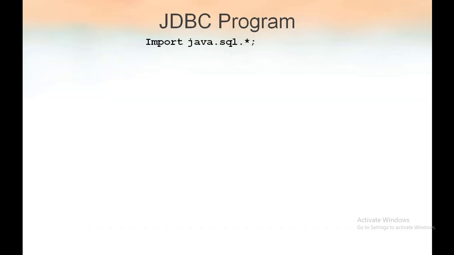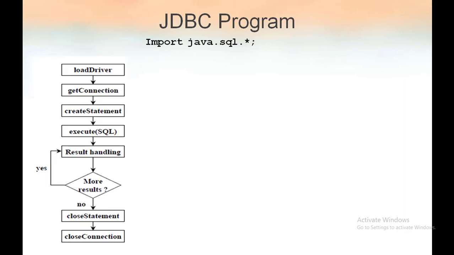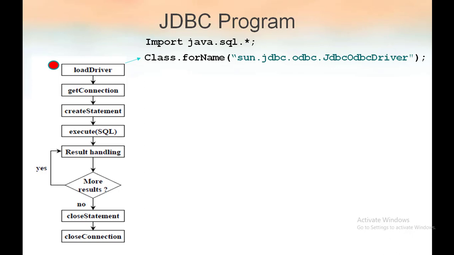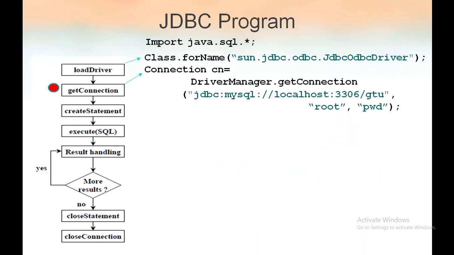Example of Java database connectivity. First is import java.sql.star, import package. Next is load driver, code Class.forName bracket sun.jdbc.odbc.JdbcOdbcDriver. Third step, get connection. Create a connection. For connection, the getConnection method is available. Connection object is equal to DriverManager dot getConnection.